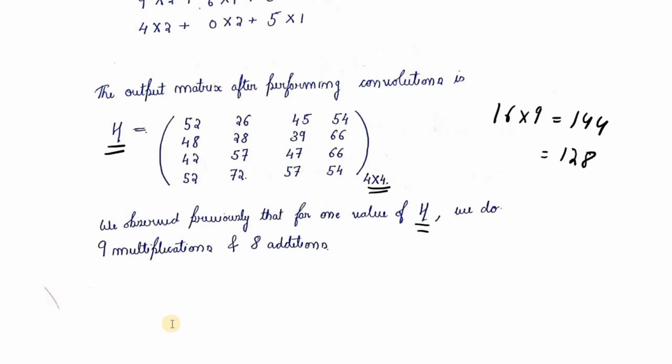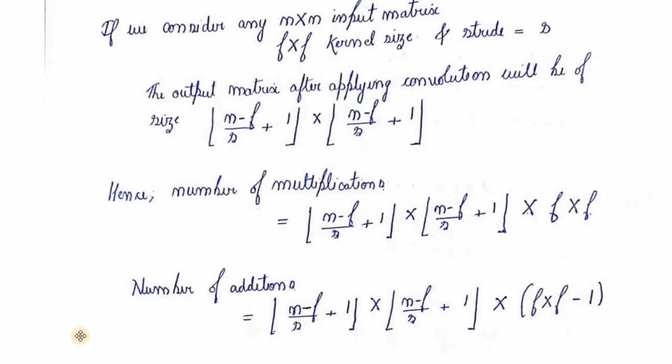So having said that, we were able to get a 4 cross 4 output image from a 6 cross 6 input image using a convolution kernel of order 3 cross 3. Now we didn't know that the output image was going to be 4 cross 4 in the first place. So on careful observation, it was seen that there is a formula which is used to find the size of the output image, provided that we know the size of the input image and the size of the kernel. And the formula looks like this.